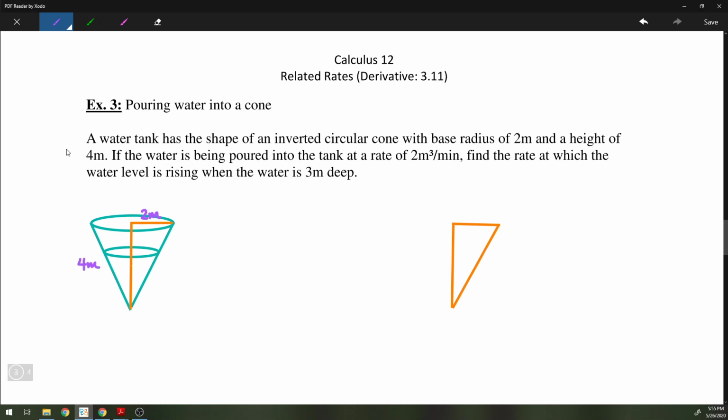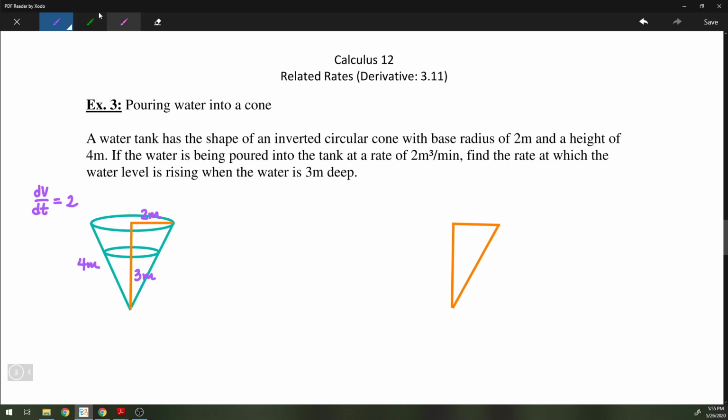I'm going to write to the side. And the water is being poured into the tank at 2 meters cubed per second, so this would be dV/dt. Actually, I'm going to write it to the other side. dV/dt is equal to 2. Find the rate at which the water level is rising when the water is 3 meters deep. So this would be 3 meters deep here.